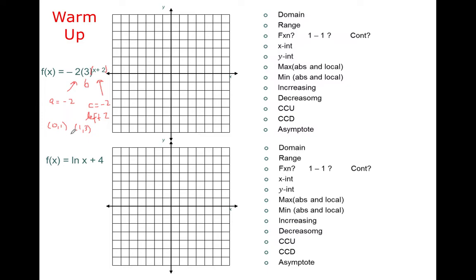So remember, the only thing happening to x is c. So each x coordinate is going left 2. And a is a multiplier on y. So you're going to multiply every y times -2, times -2.